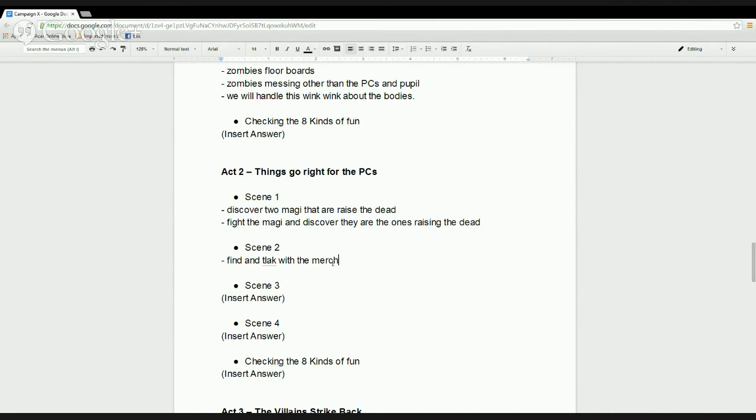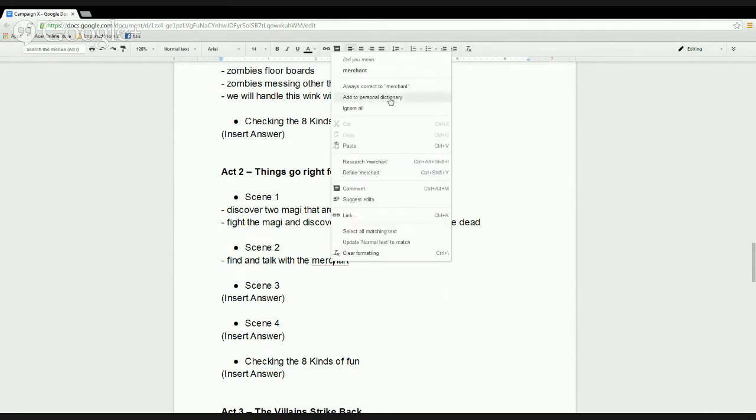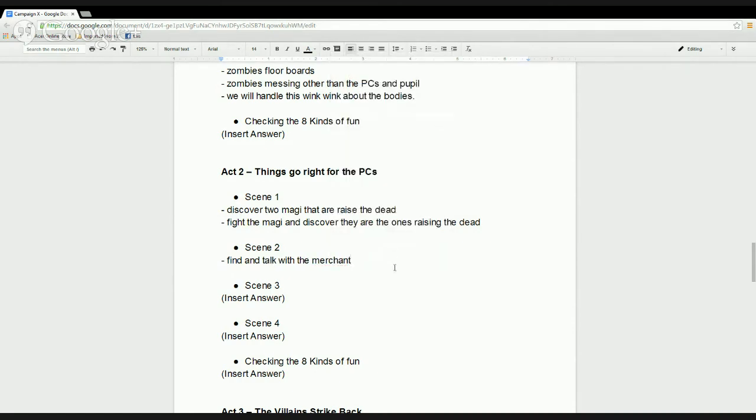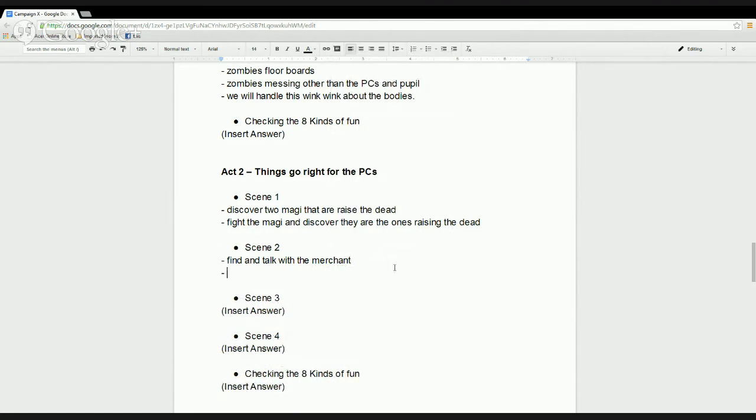the merchant. Again, in this entire act, what we're trying to establish is the PCs are doing well. They are getting information. Things are progressing in their way. So when they talk with this merchant, what information are they going to get from him? Well, because they're going to find out what's happened with the caravan. They're going to find out stuff. What information do you think the merchant would give them at this point?